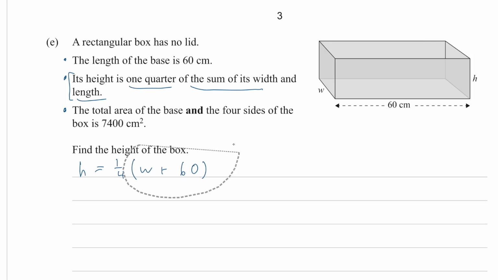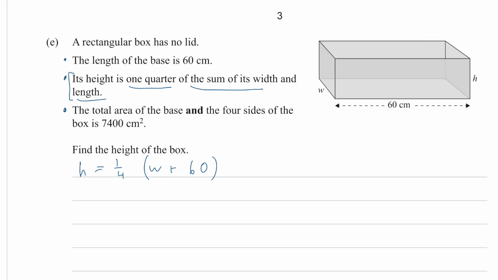But if you wrote that, that is perfectly fine too. But the brackets there are important. Right? This is different to that, because we'd be doing a quarter times the width, and then onto that we'd add 60. But here we want a quarter of the sum of the width and length. So we need to add that first, which we show by using brackets.